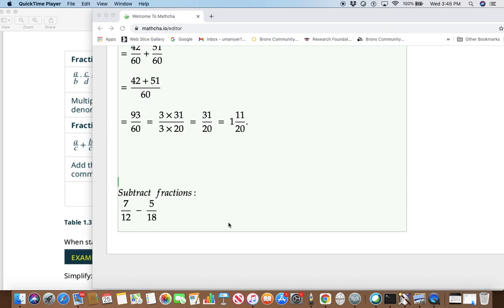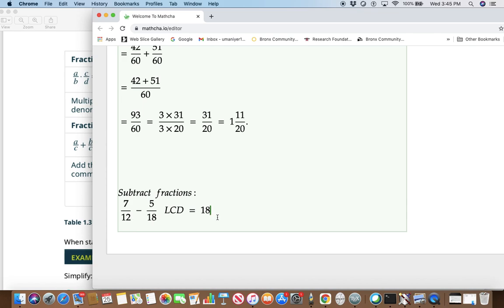Welcome back. Subtract fractions. Here is an example. We essentially go over the same steps as for addition, except we are subtracting. Least common denominator: start with the larger of the two denominators.